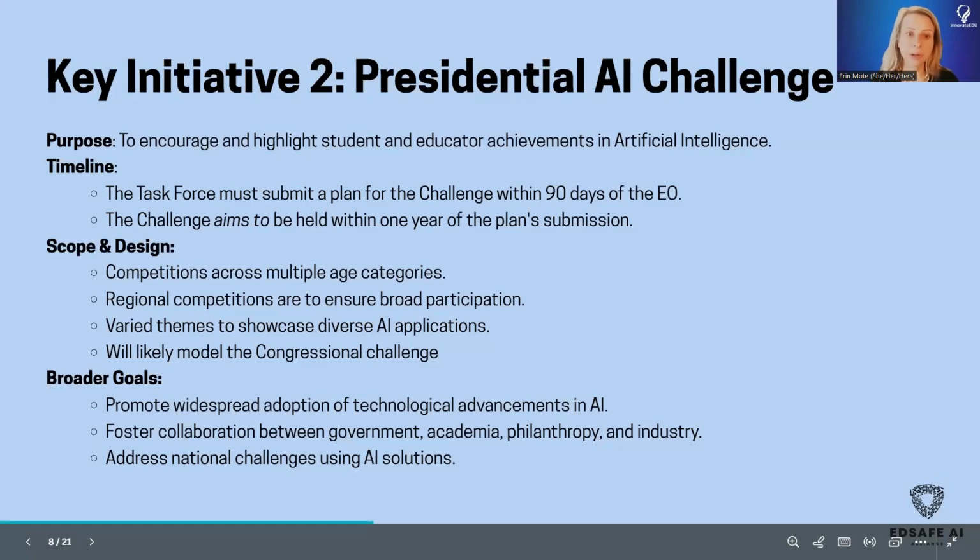And really, there's a couple what we would consider corners of this structure. One is around engaging multiple age categories where it's permissible by federal, state, and local privacy laws. Regional competitions, again, this idea around access and opportunity, varied themes to think about different types of AI application. And then finally, it's really intended to invite public-private partnership as well from government, academia, philanthropy, and industry.